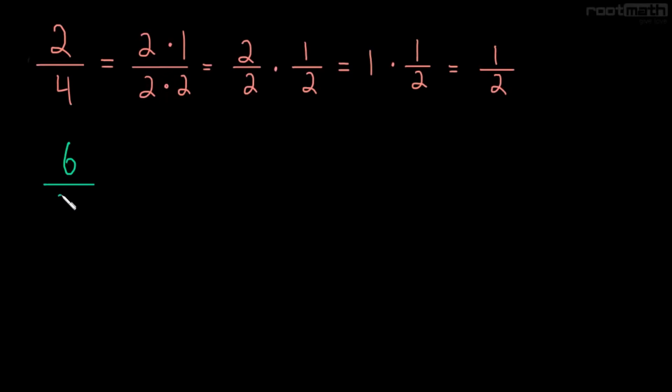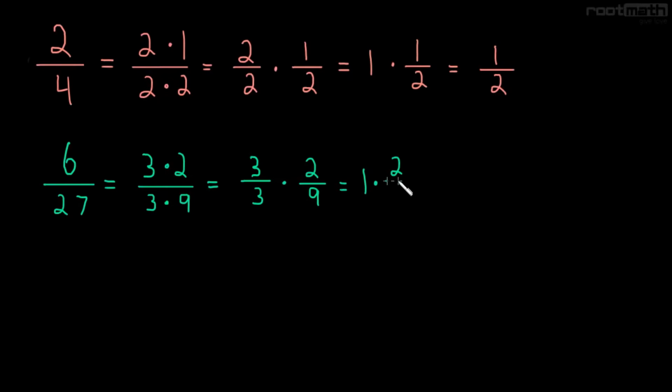Let's see another example. 6 over 27. Well, 6 is 3 times 2, and 27 is 3 times 9. And again, we can split this up into 2 fractions. So we end up with 3 over 3 times 2 over 9. The 3 over 3, that just becomes a 1. So we're left with 1 times 2 over 9, which of course is just 2 over 9.